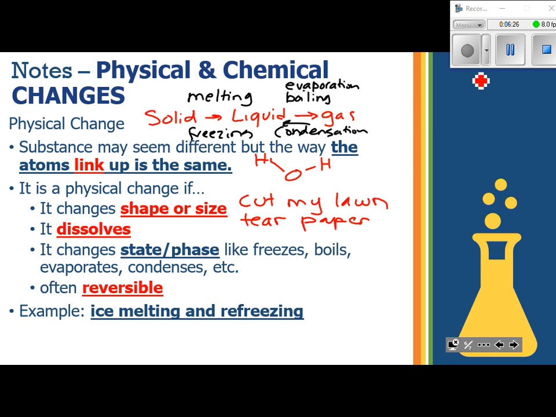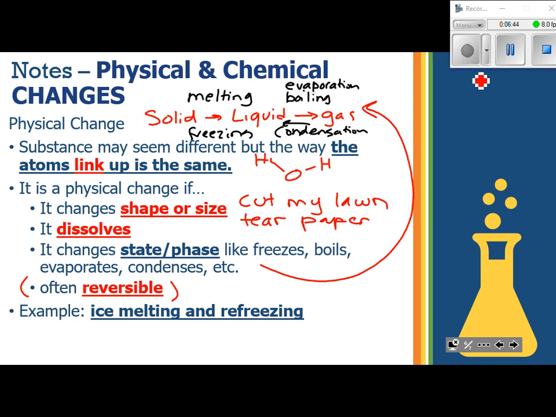It changes state or phase, right? So that's what we talked about up here, okay? Going from solid to liquid to gas. So it freezes, it boils, it evaporates, it condenses. Often we say this is reversible. Okay, that's a tricky one. Again, that applies mainly to the changes of state or phase and sometimes the dissolving.